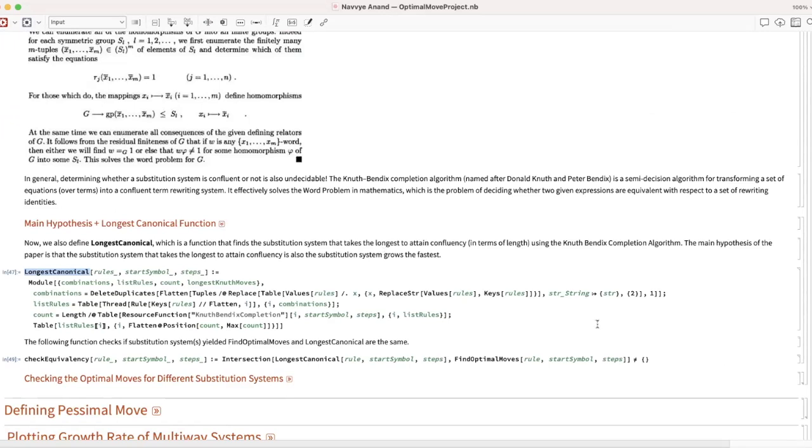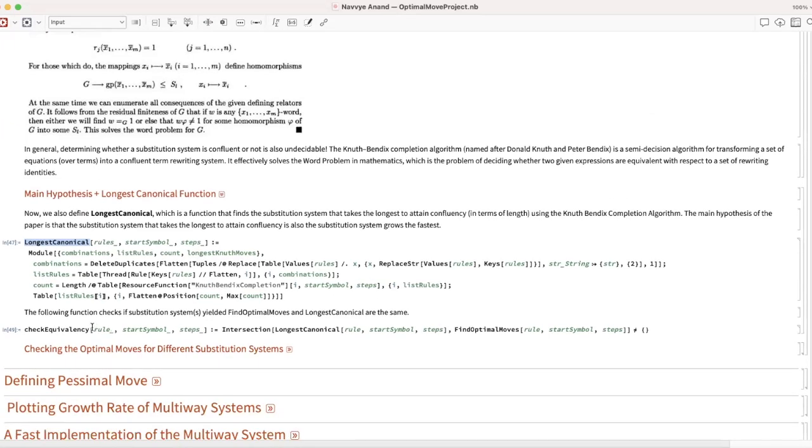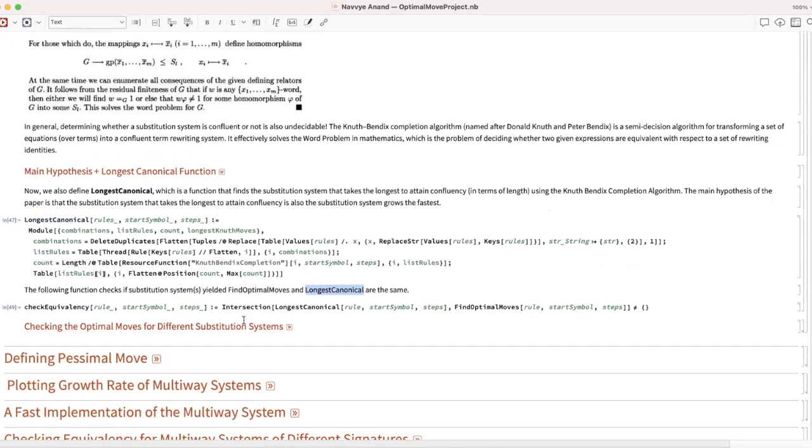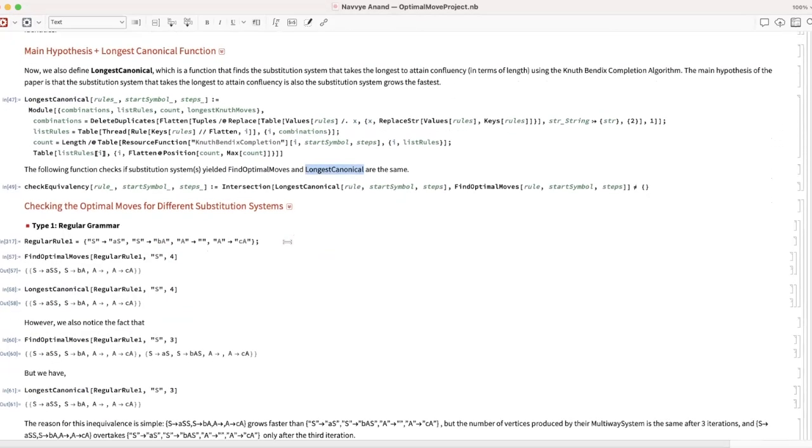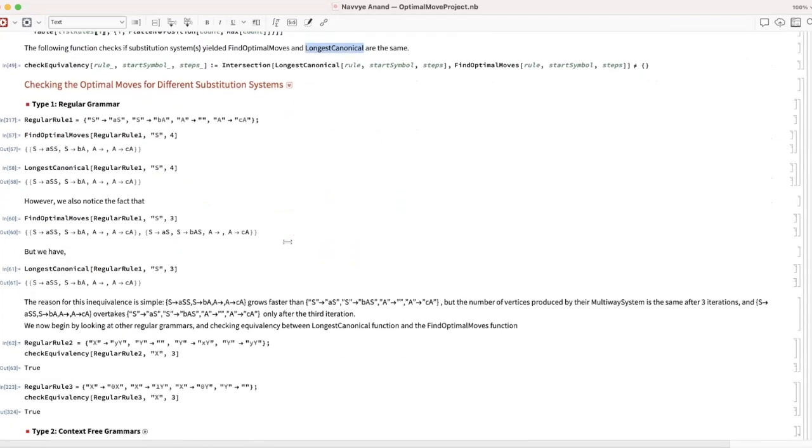Now, the main hypothesis of this research is that the substitution system that takes the longest time to attain confluency is also the substitution system that grows the fastest, with some exceptions that I'll explain later on. And the following function, check equivalency, simply checks whether the find optimal moves and longest canonical are equivalent to each other. And now we can actually go and check the optimal moves for different substitution systems.